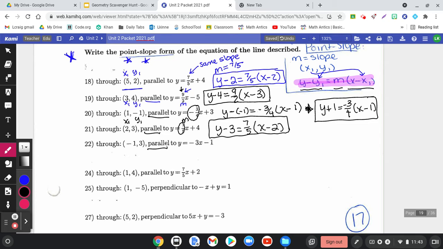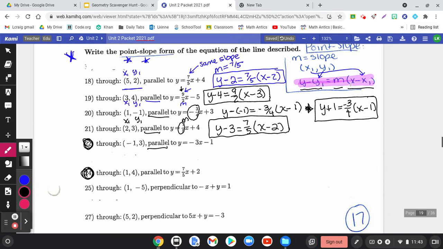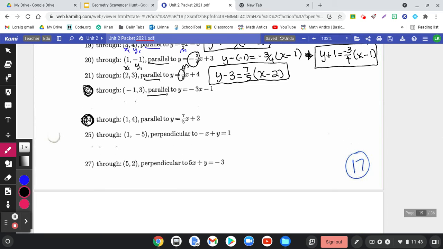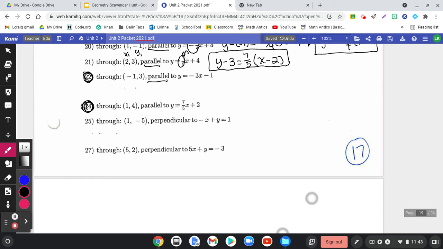Okay, I would like for you to try 22 and 24. If you want, you can pause the video now and try them, or you can work on those in class tomorrow. But let's move down to perpendicular. And again, if you want to pause this now and try that, that's perfectly fine. All right, perpendicular, same thing, but our slope is not going to be the same. They're negative reciprocals. So the first thing we have to do is get this equation to look like the others.